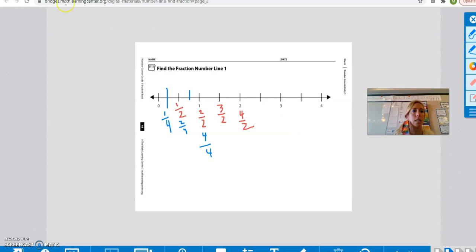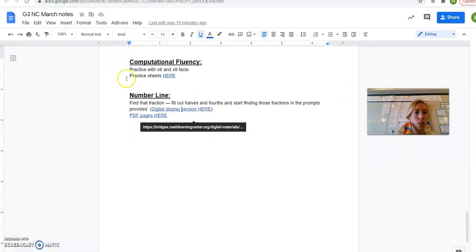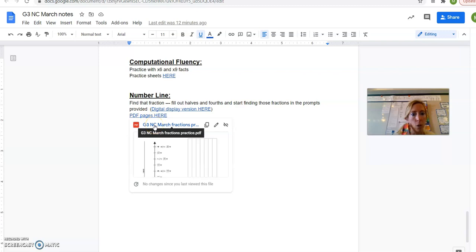Okay, going back to the notes, there are also some PDFs of those here if you'd like them.